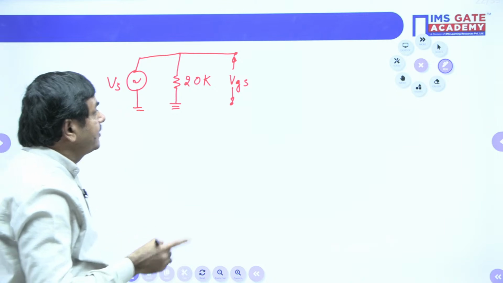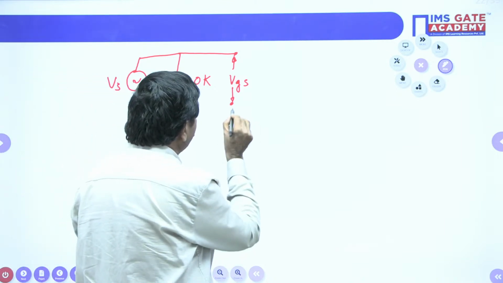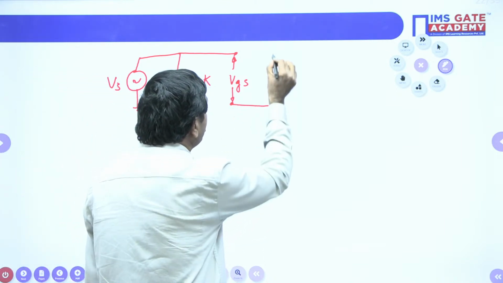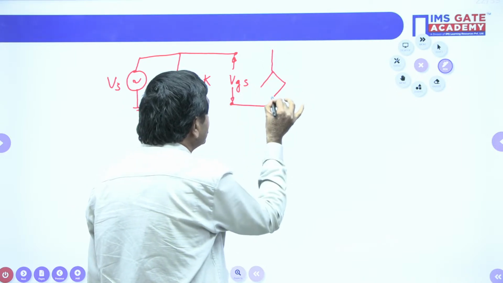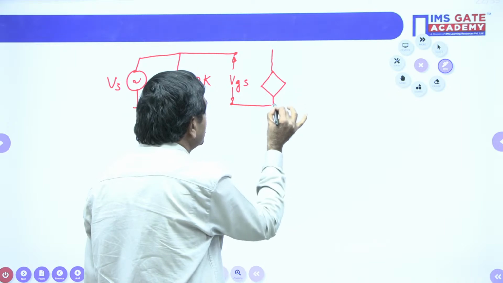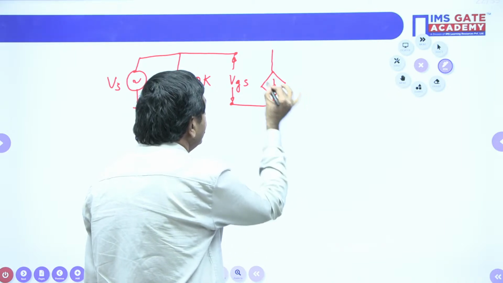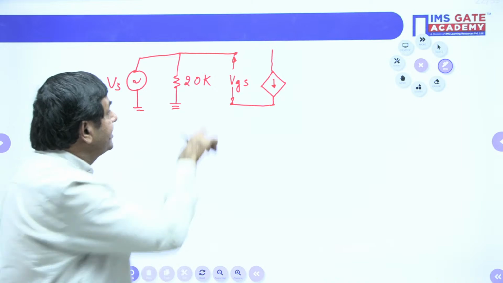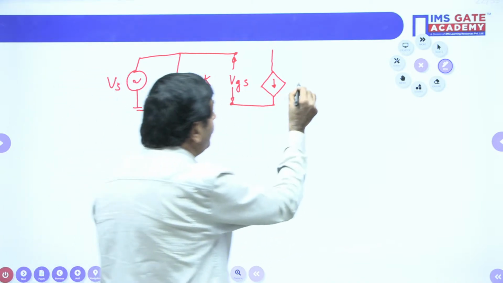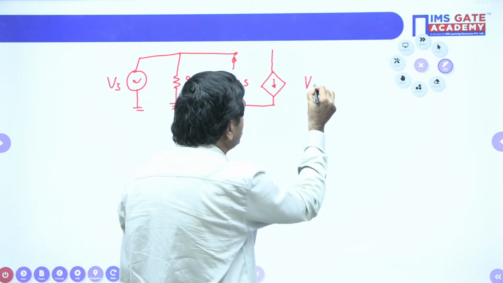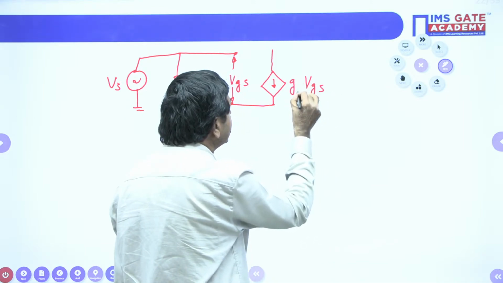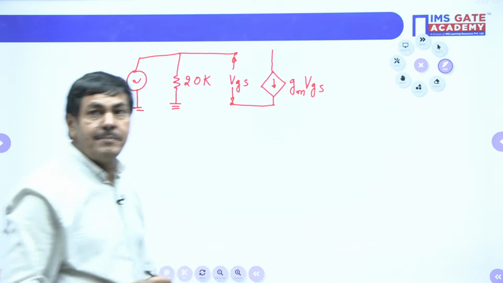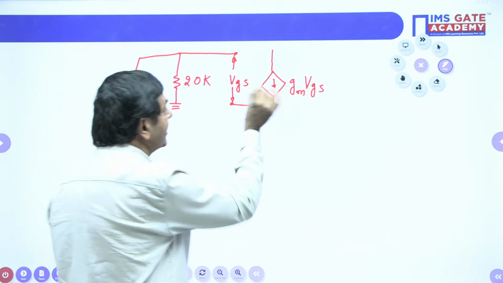If you want to draw the AC equivalent circuit for the MOSFET, a voltage-controlled dependent current source is a must. That current source depends upon this VGS. What do we have to multiply VGS with to get the current? Whenever you multiply it with the transconductance, I get the current. gm into VGS is nothing but the current here.